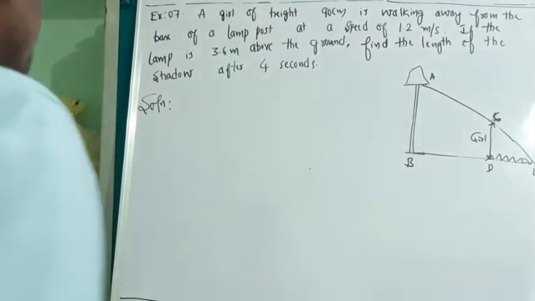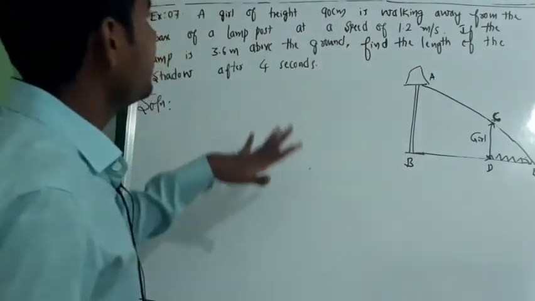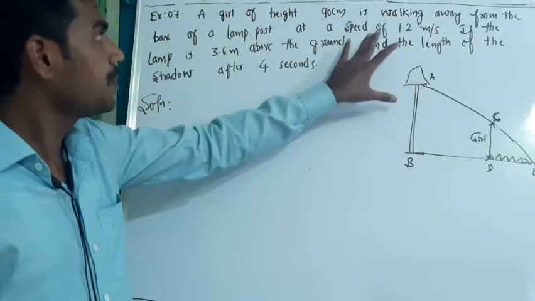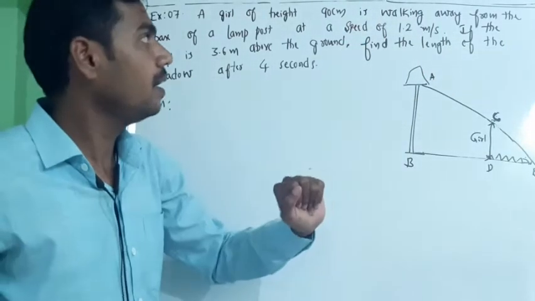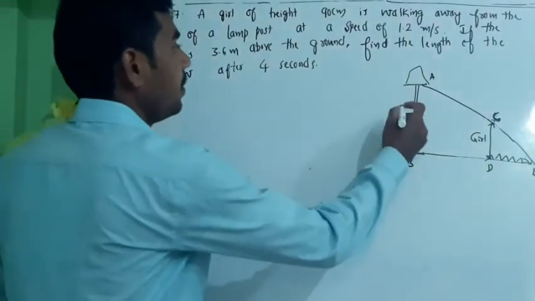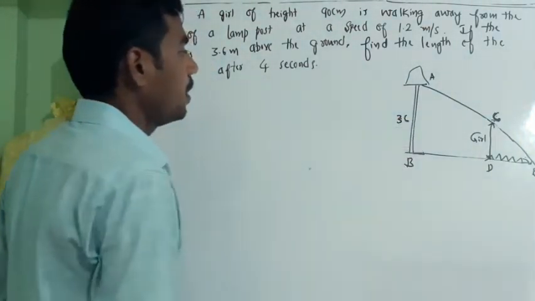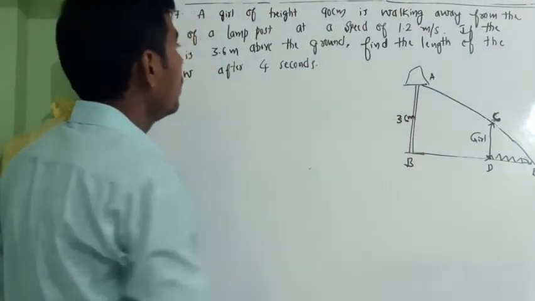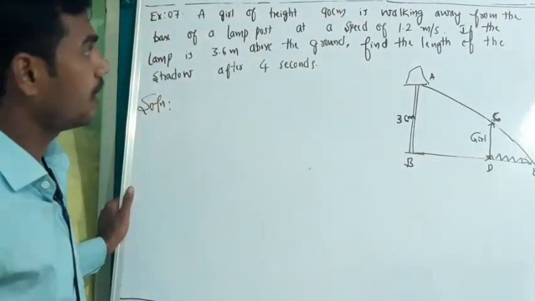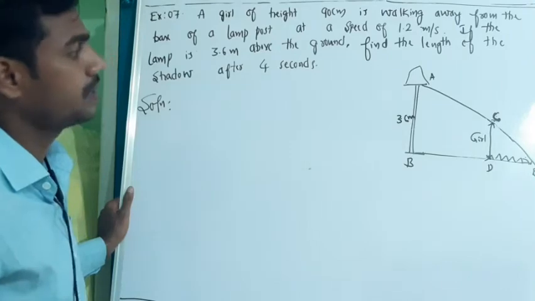Now example number 7. A girl of height 90 cm is walking away from the base of a lamp post at a speed of 1.2 meter per second. If the lamp is 3.6 meter above the ground level, find the length of the shadow after 4 seconds.